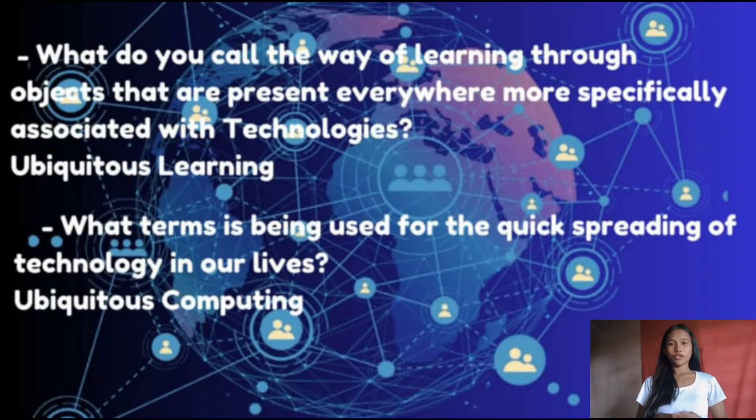So there are two questions here. First is, what do you call the way of learning through objects that are present everywhere, more specifically associated with technologies? So the answer is ubiquitous learning. Ubiquitous learning is a way of learning using tools and objects around us, especially technology, so we can learn anytime and anywhere. For example, students learn history by watching a short video on their phone while riding a bus.